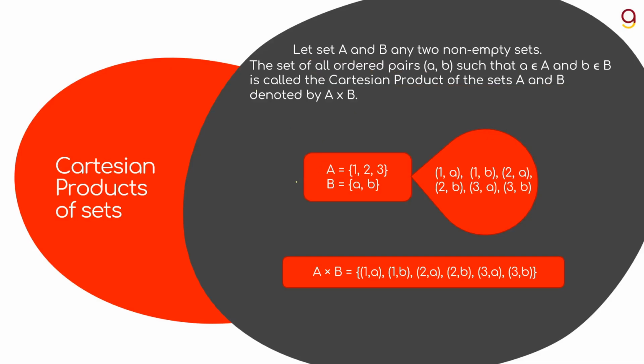Let's consider two sets A and B. The elements in set A are 1, 2 and 3, and the elements in set B are a, b. Now we get 6 ordered pairs, and when these 6 ordered pairs are written within curly brackets, we get a set. So A cross B is equal to curly bracket open (1, a), (1, b), (2, a), (2, b), (3, a) and (3, b) are the 6 elements. Clear?